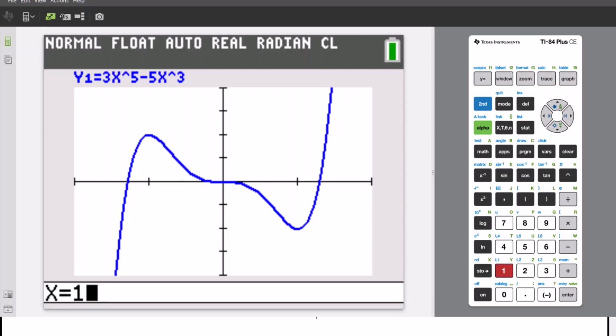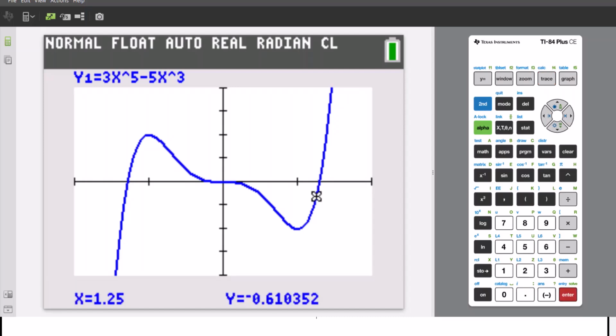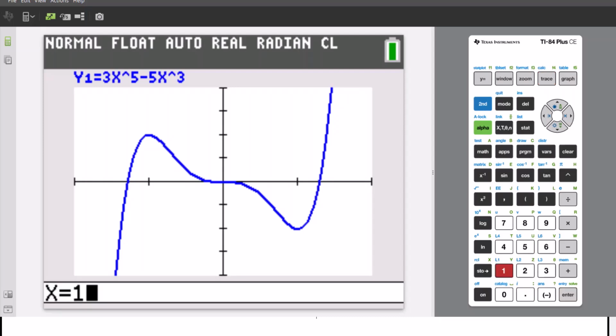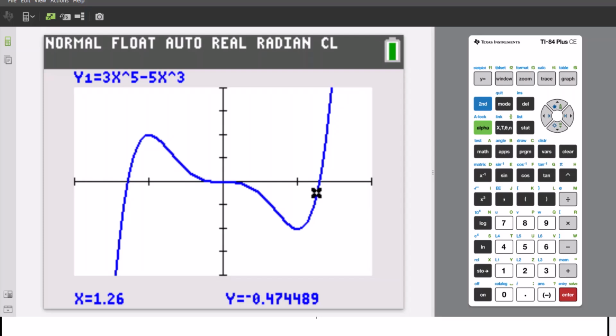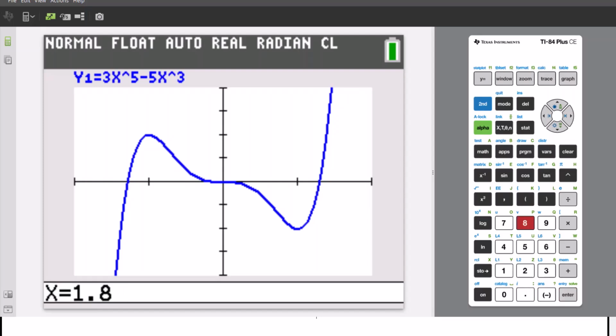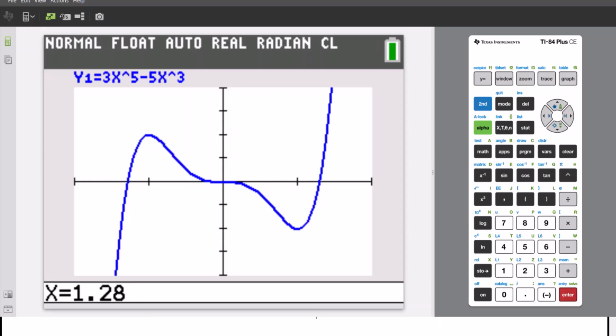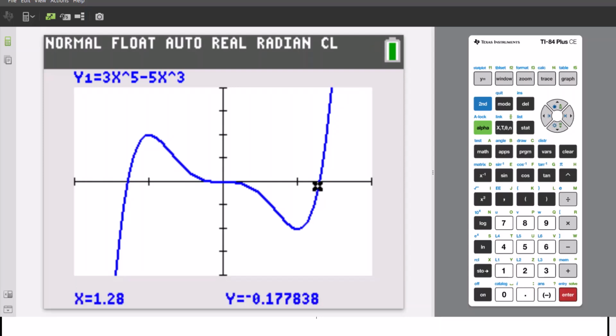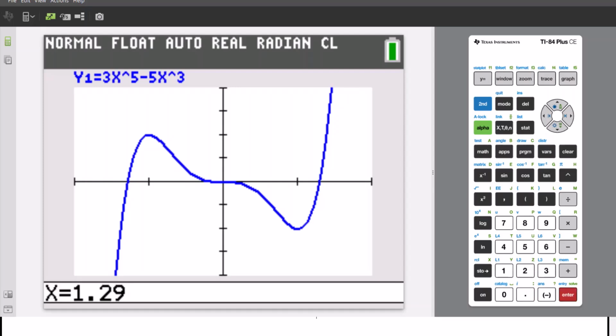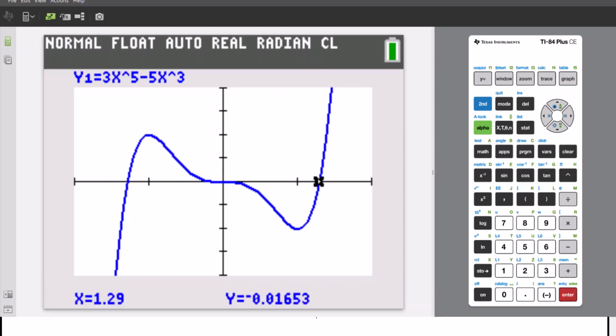Let's trace 1.25. And you'll see it's not exactly right. What about 1.26? Not exactly right. 1.28. Let's see what that does. 1.28 is still a little bit lower. 1.3 is a little bit higher. So somewhere around 1.29 maybe, that's going to be our estimate.